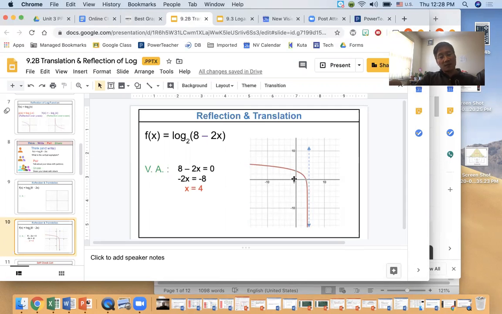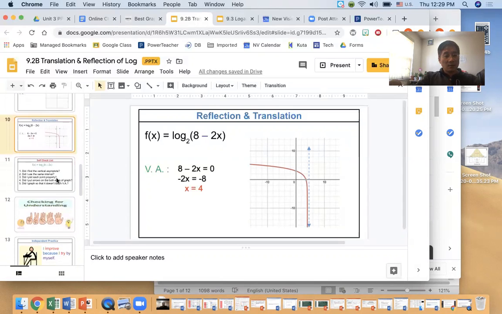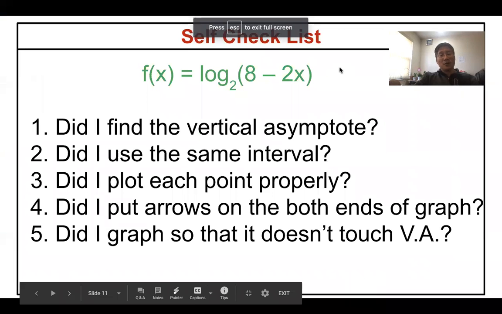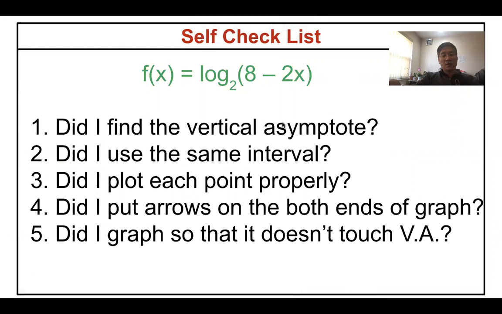So when x goes to negative infinity, y goes to positive infinity, it keeps growing. But when x goes to 4, it never passes 4, but y goes down to negative infinity. That's the end behavior. So like this. Let's check your understanding here. One more time, when you draw the graph, first, make sure of the vertical asymptote. You know how to find the vertical asymptote, right? Set 8 minus 2x equal to 0 and solve for x.